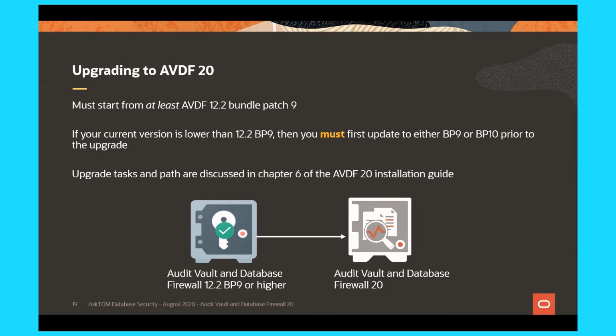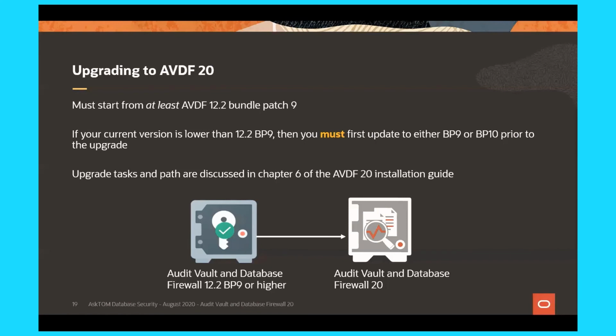There's a really good chapter on how to plan out your upgrade in chapter 6 of the installation guide. And don't forget that MOS note that I referred you to earlier on. You can just search for Audit Vault Sizing Guide. You do want to make sure, especially if you're doing a new installation, that you size that new installation appropriately.